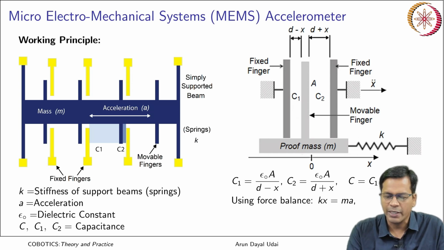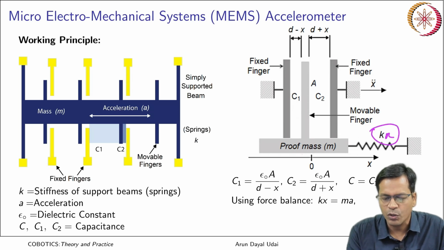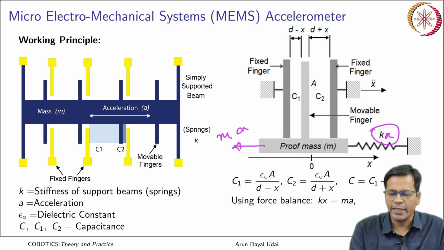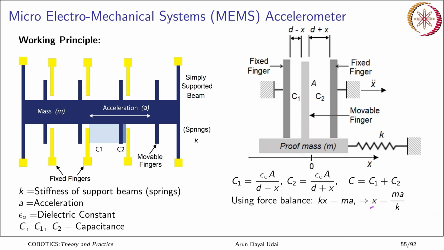So using the force balance equation, what you can estimate is Kx. X is the displacement of the spring that creates the restoring force, and that should be equal to the force which is generated due to the acceleration, that is ma. So Kx is equal to ma, so the displacement x is equal to ma by k.